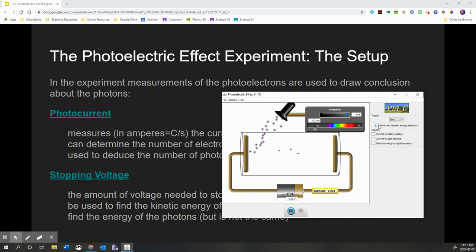And so let's see what happens when I start applying a voltage. You should understand that a voltage is a potential difference, and it could either encourage these things to go faster, or it could discourage them from going faster. It can make them go slower. So I'm going to put the polarity such that I'm going to apply a voltage where this plate on the right is negative, this plate on the left is positive, and you can see what's happening. I'm starting to stop some of the electrons that are coming off the plate, but clearly I'm still getting a current, so I haven't stopped all of them. Stopping voltage by definition is the minimum voltage to stop even the most energetic of these electrons.